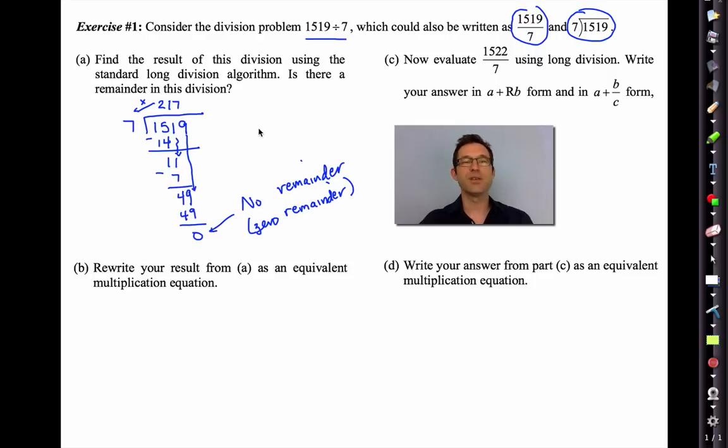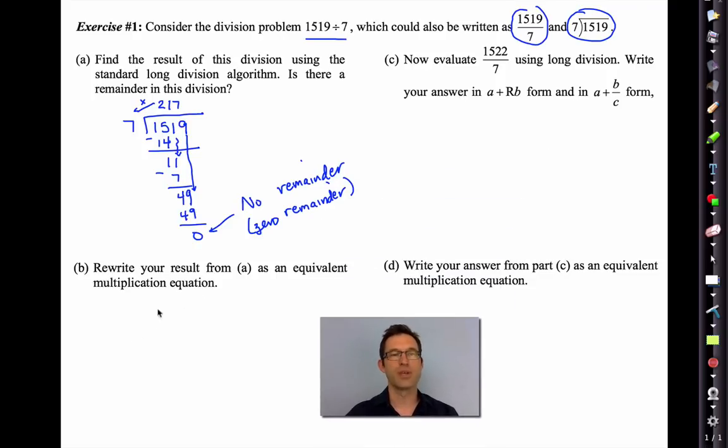Now this next piece is very, very important. Letter B, which often is up here but down here on this worksheet, says rewrite your result from letter A as an equivalent multiplication equation. All right? Now what does that really mean? It says, I want to say 1519 divided by 7 equals 217. I want to write that equivalently in multiplication terms. How would you do that? Pause the video just for a second.